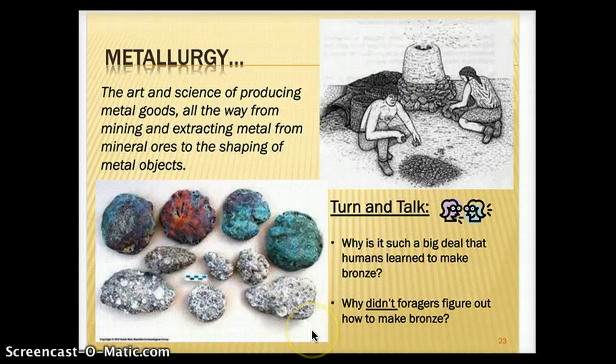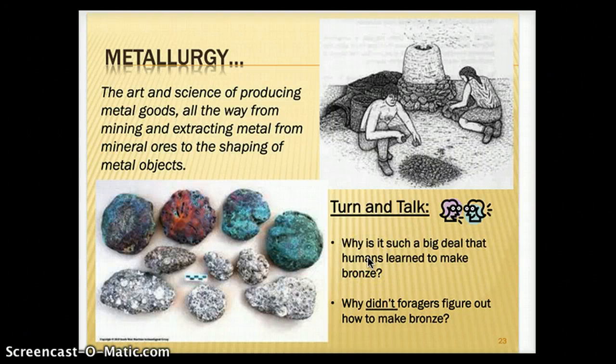Okay, and so what I want you to do is think about the turn and talk here. You're not actually going to turn and talk just because we're doing this on video, but just think about these two questions. Maybe talk to yourself or do the metacognition that we've talked about in class. Think about what you're thinking. Why is it such a big deal that humans learn to make bronze, when we take the mineral ores out of here to create bronze? Why is that such a big deal? What are the things that come after that? And then additionally, why didn't foragers or people of Era 1 figure out how to make bronze? What were the things that didn't allow them to?